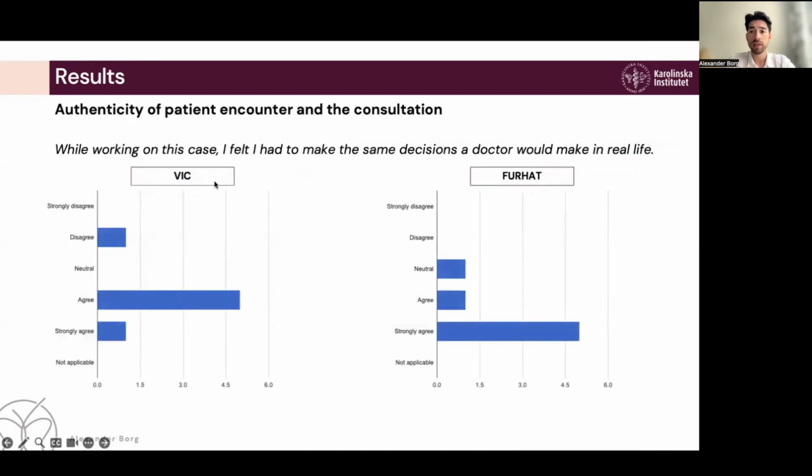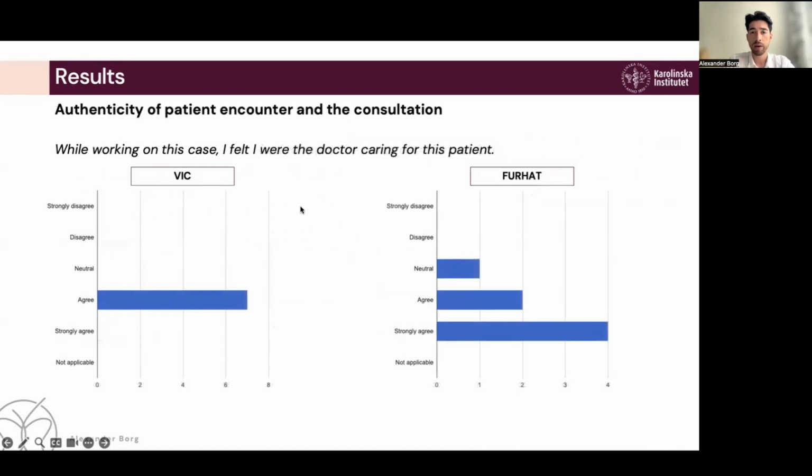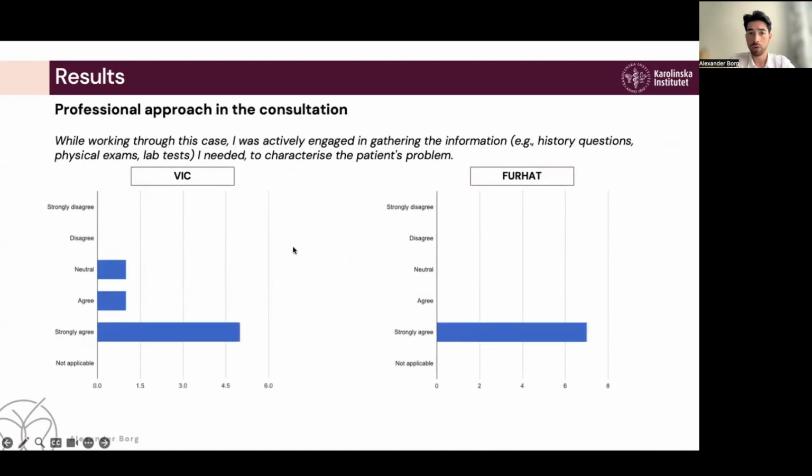For authenticity of the case, and when asked if students felt like they had to perform the decisions a doctor would make in real life, we can see that there was an advantage of Furhat compared with VIC. We saw this also when students were asked if they had been feeling like the doctor caring for this patient. For professional approach in the consultation, students were asked if they felt actively engaged in gathering the information needed to characterize the patient's problems. Also here, we see an advantage of Furhat as compared with VIC.